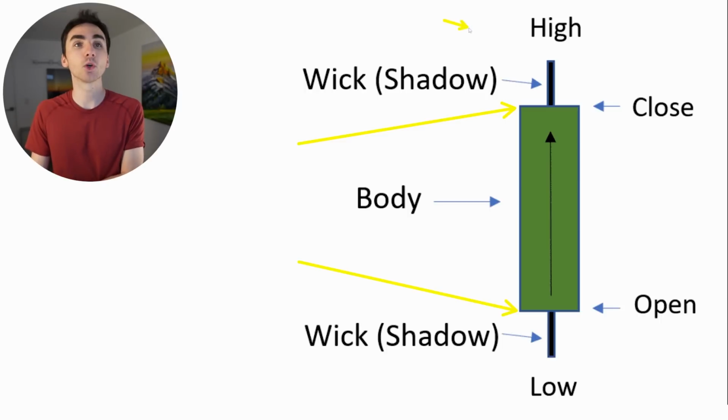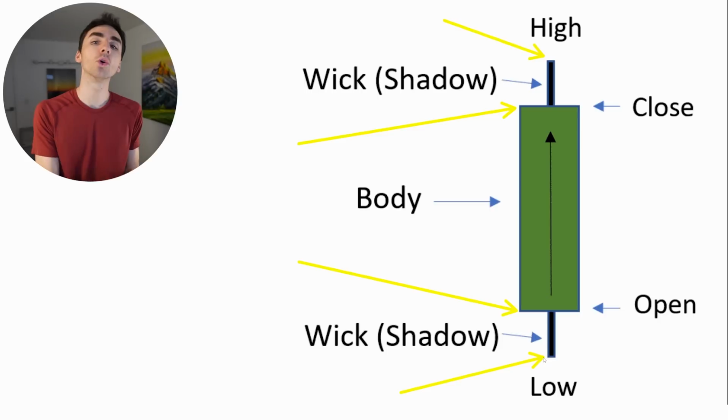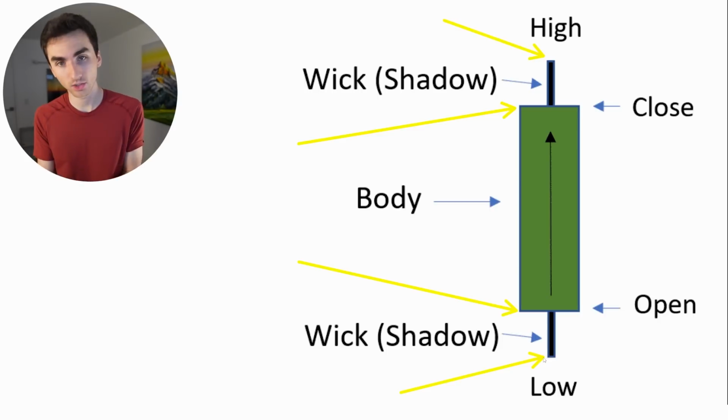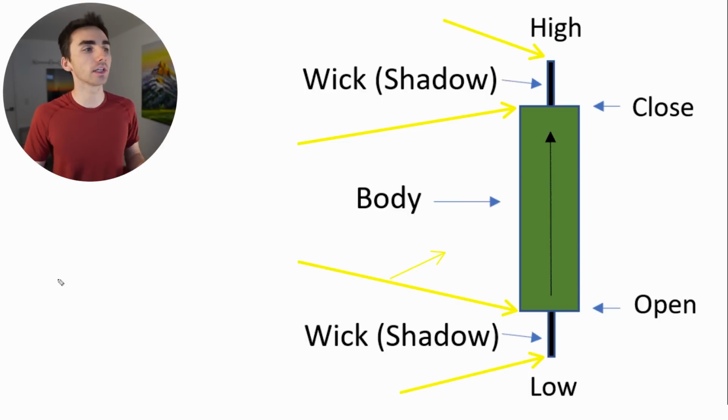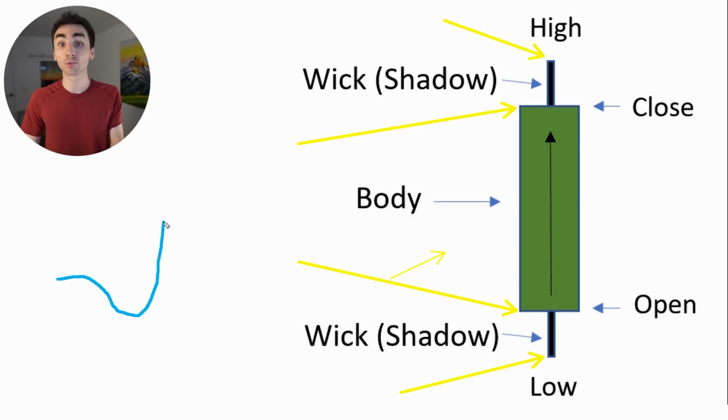And then the wicks, or the smaller lines coming out of the box at the low and the high, are telling you the highs and the lows of the day or that candlestick. So it's basically telling you that the market for that day on a daily chart opened here, maybe sold off a little bit, really rocketed higher, then sold off a little bit and closed up here. That's all that it's telling you.